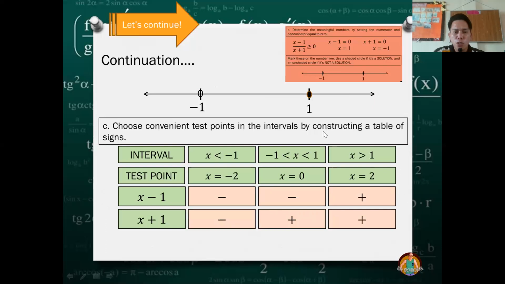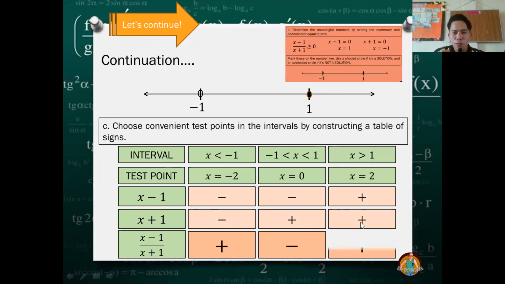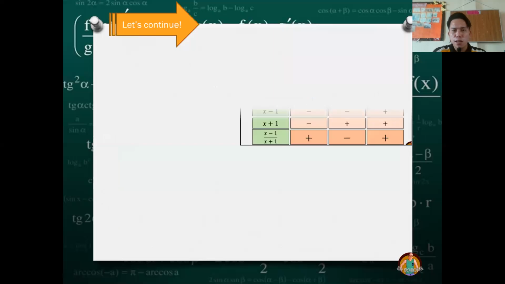So, itry naman natin. So, kompletong equation na. So, x minus 1 over x plus 1. So, kailangan mo pa bang mag-substitute? Hindi na. So, yung gagawin mo na lang ganito. I-divide mo na lang. Negative divide by negative will give us positive. Negative divide by positive will give us negative. And positive divide by positive will give us positive. So, ganyan kapag nag-construct tayo ng table of signs. Okay? So, ganun kasimple yung letter C natin. Okay, next.